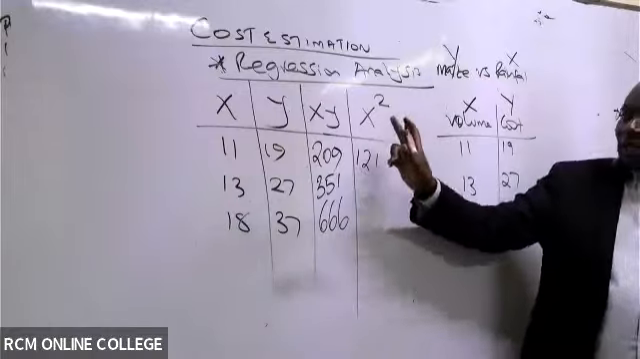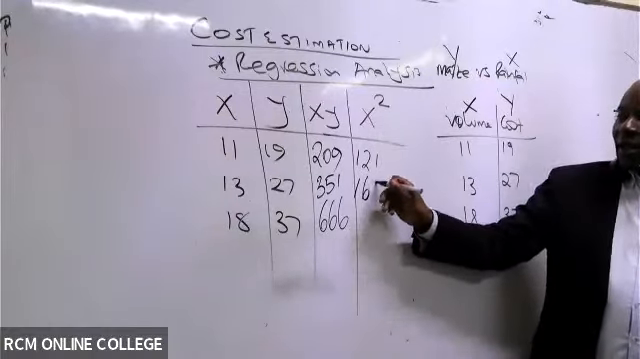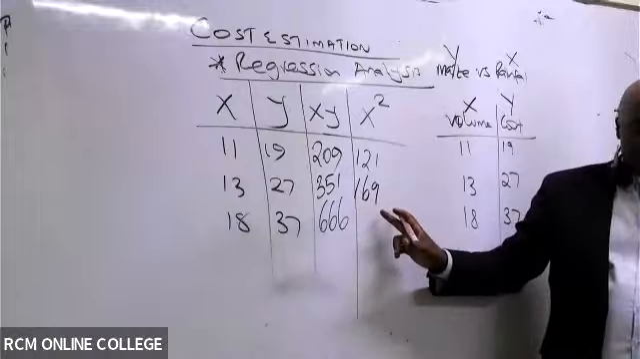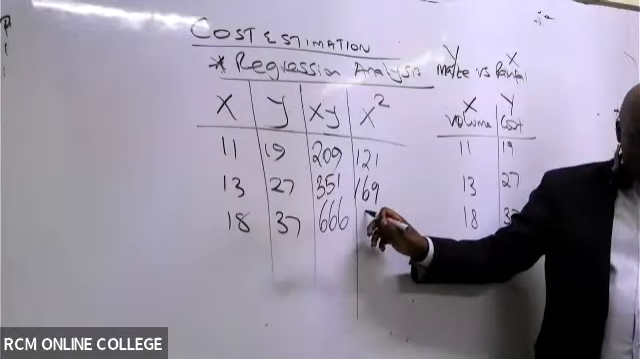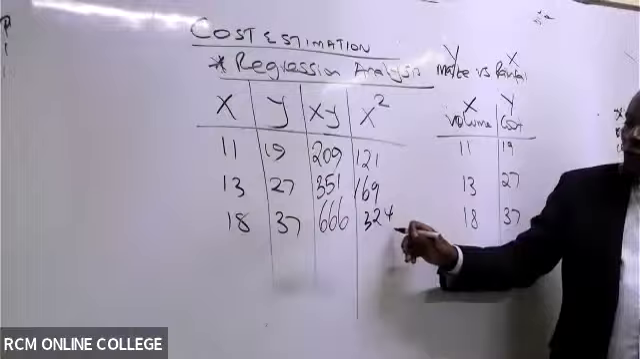Yeah. 13 squared gives me 169. And then 18 squared gives me 324. 324.